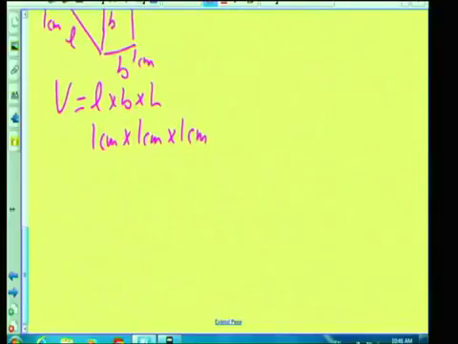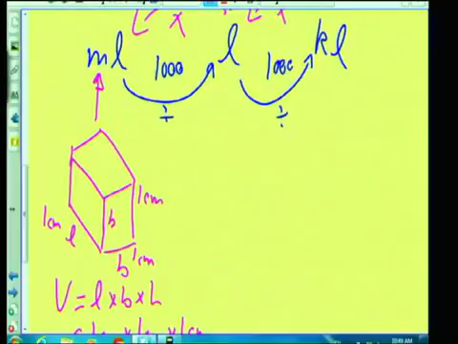And that would give us 1 centimeter times centimeter times centimeter. That's called a cube: cubic centimeters. And the interesting thing now is that 1 centimeter cubed is the same as 1 milliliter. Okay? So 1 centimeter cubed is the same as 1 milliliter. Very important for you to get to that.